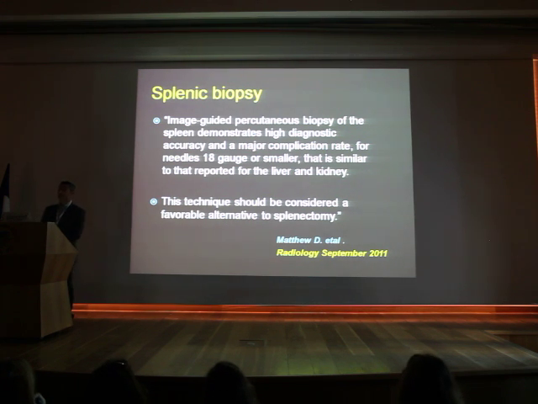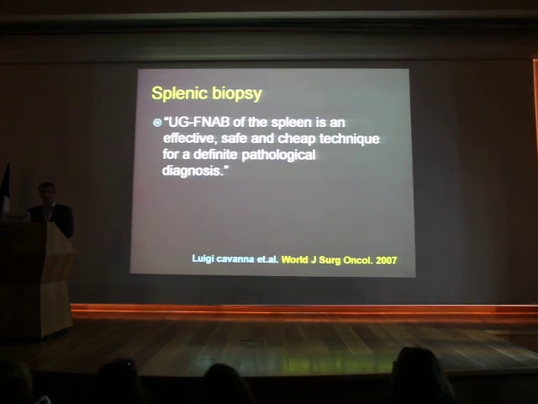So if you have a question and you need to know whether to do a splenectomy, you can always suggest to try a biopsy first with a small needle. And the needles that we suggest are 18 gauge and smaller. When I was scanning the literature, I found that the only complication that was mentioned is when people were using 14 gauge needles. And with 18 gauge needles, there were very, very few complications, if at all.